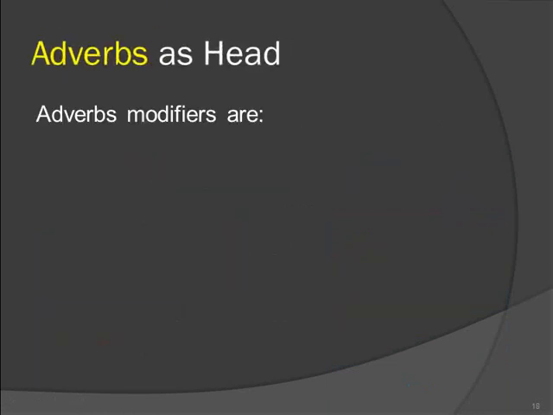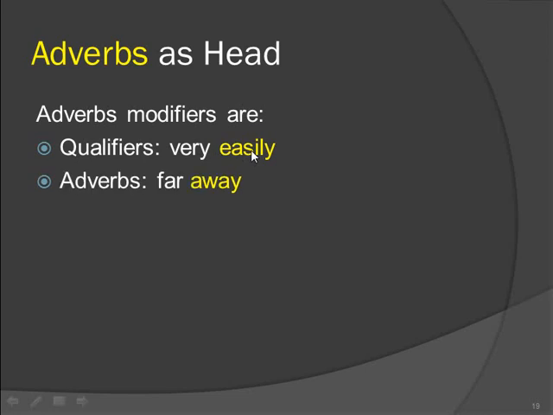Okay, now let's move to adverb as head. What are the modifiers for adverb? The first is qualifier, like very, rather. Okay, very easily. Very is the modifier, and easily as the head. And then adverb can be modified by adverb itself. Far away, so in this case far is the modifier and away is the head.